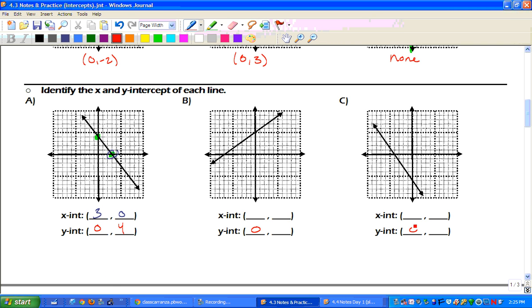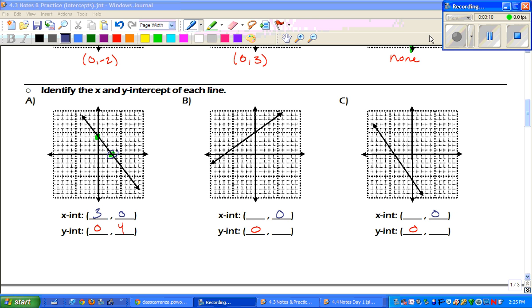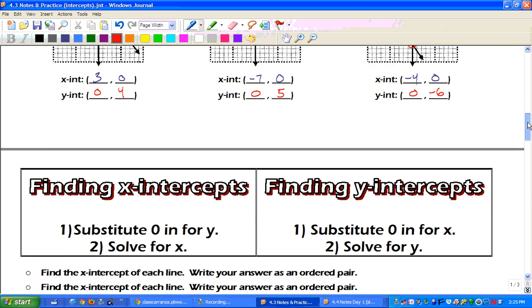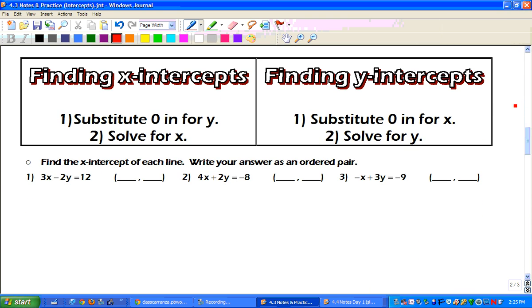Okay, now I'm going to help you out with these two right here. Go ahead and pause the video and let's see how you guys do. Okay, and that's what you should have got. Let's go ahead and flip it over. Now, finding the x and y intercepts.